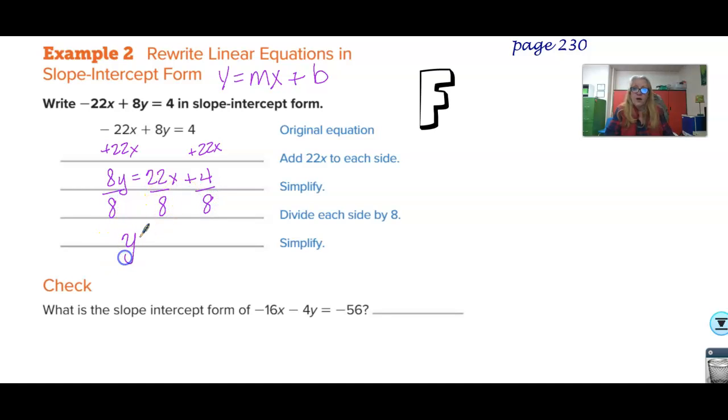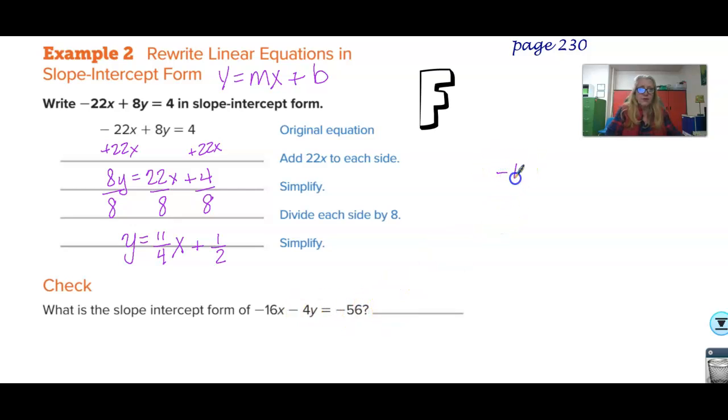And that's going to give us y equals, well, 22 over 8 reduces to 11 over 4 x. We always want to reduce our slope as much as possible. And 4 over 8 reduces to 1/2. So it would intersect y at 1/2, positive 1/2, and the slope would be 11/4. Okay. What is the slope-intercept form of this equation?